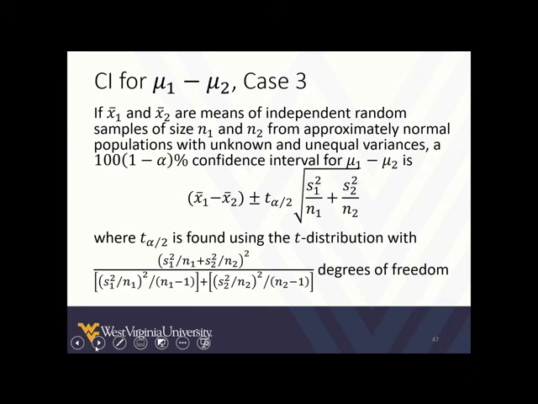And then finally, for our third case where we have unknown but assumed unequal population variances, our confidence interval will be our point estimate plus or minus t alpha over 2 multiplied by the square root of our sample variance from sample 1 over n1 plus our sample variance from sample 2 over n2. Again, t alpha over 2 must be found using the t distribution with the degrees of freedom of that wonderful, very complicated to calculate statistic.